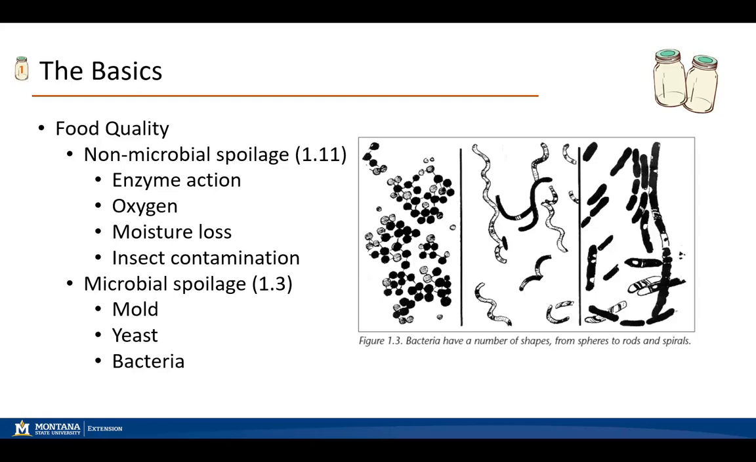Oxygen has its effects on food as well. The exposure to oxygen will cause oxidation, which can lead to foods becoming rancid and having off flavors or off colors. Moisture loss often softens food and causes food to lose flavor and moisture. Insect contamination is sometimes unavoidable in fresh or harvested grains and vegetables.